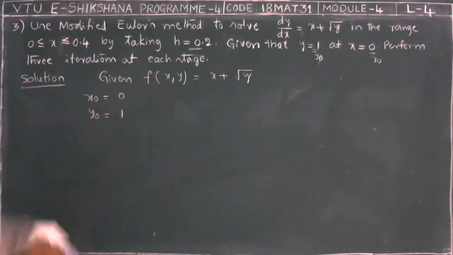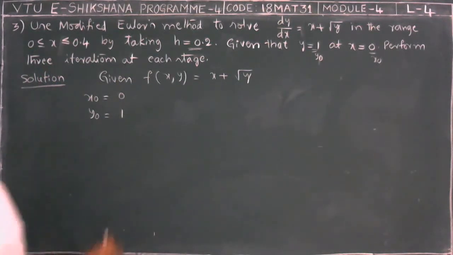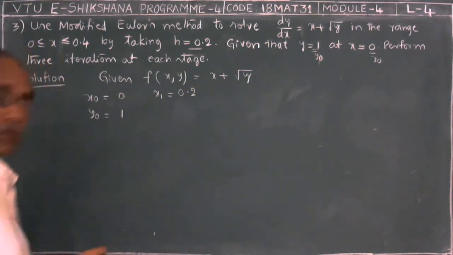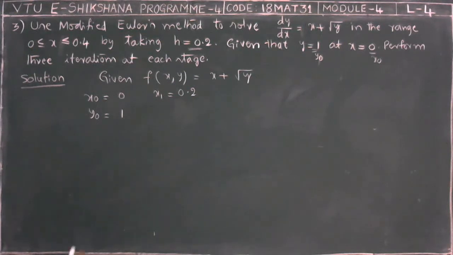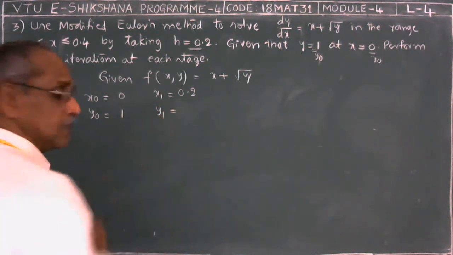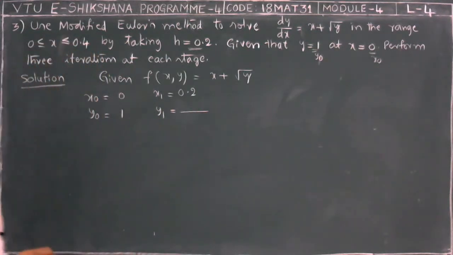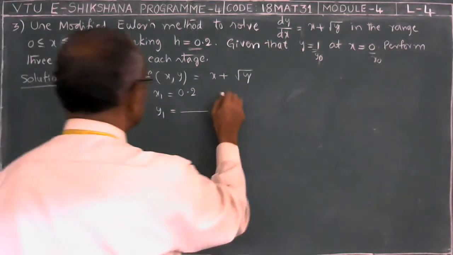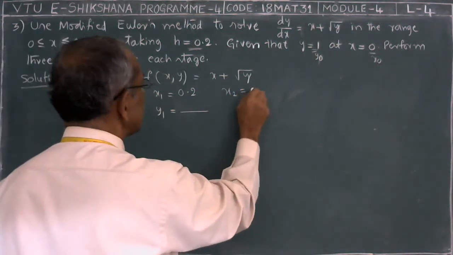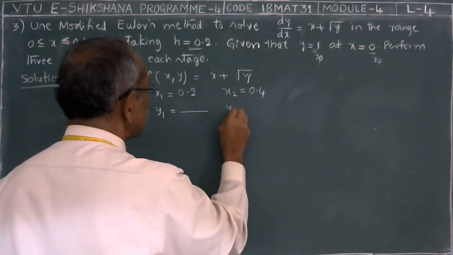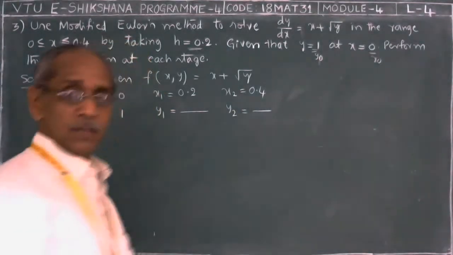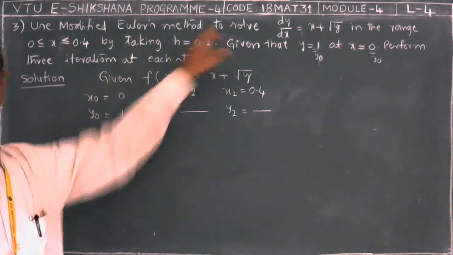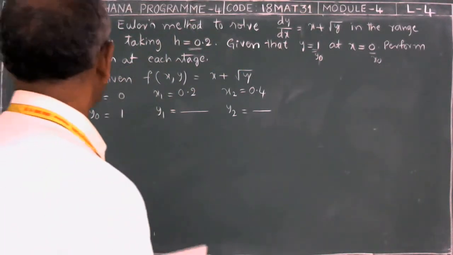So 0 is already here. Next point is 0 plus 0.2, that is your next value of x, 0.2. The corresponding value of y, that is y1, we need to calculate. Next, add 0.2 again, so 0.2 plus 0.2, that is your next value, 0.4. So the corresponding value of y at x is equal to 0.2, we need to calculate using modified Euler's method. Okay. So now, h is very clear, it is going to be 0.2.